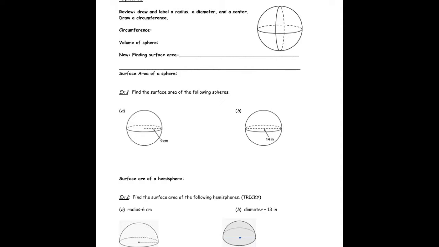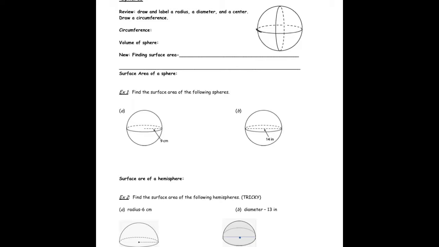Good morning. Today's lesson is on surface area of spheres. So we know that a sphere is just basically a ball. It has a center, and all of the radii coming from the center touching the surface of the sphere are equidistant. So I want to just kind of review some formulas with you.